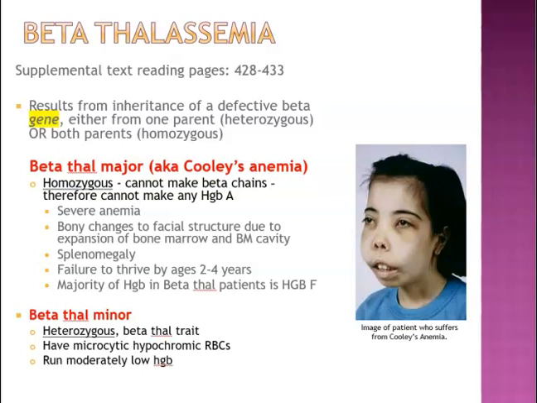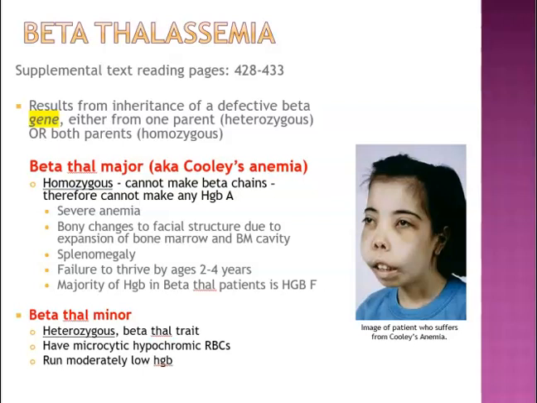Let's talk about beta thalassemia now. This results from an inheritance of a defective beta gene from either one parent or from both parents. If you only get it from one parent, it's heterozygous. If you get it from both parents, it's homozygous. Beta thal major, you can also refer to it as Cooley's anemia. We're talking about homozygous, where we've inherited the defective beta gene from both of our parents.